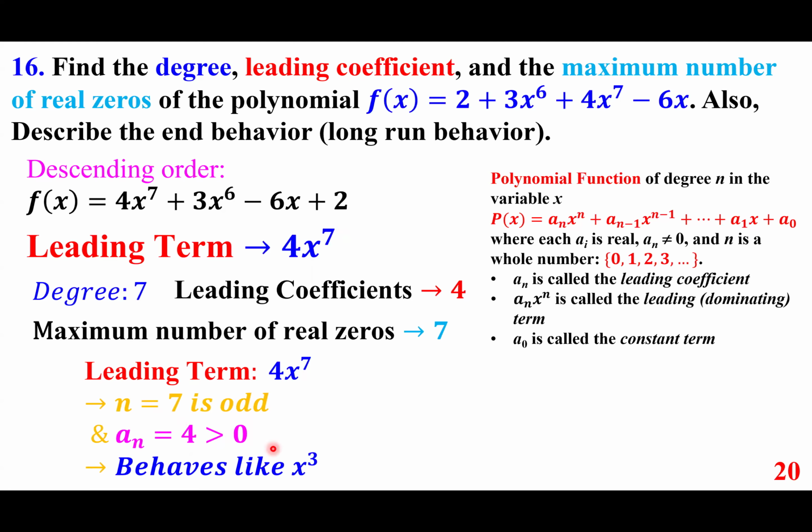So this is positive, this is odd, ultimately looks like x cubed, which means as x goes to negative infinity, so does y or f of x. As x goes to positive infinity, so does y or f of x. That's the meaning of it, everybody.